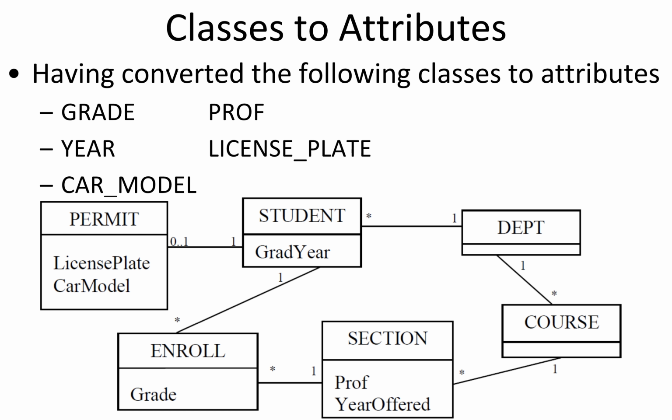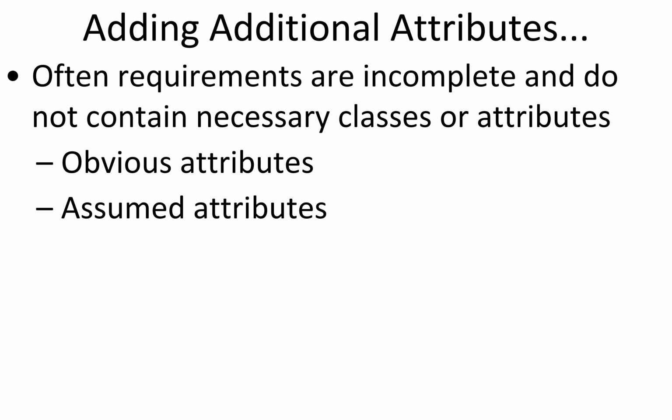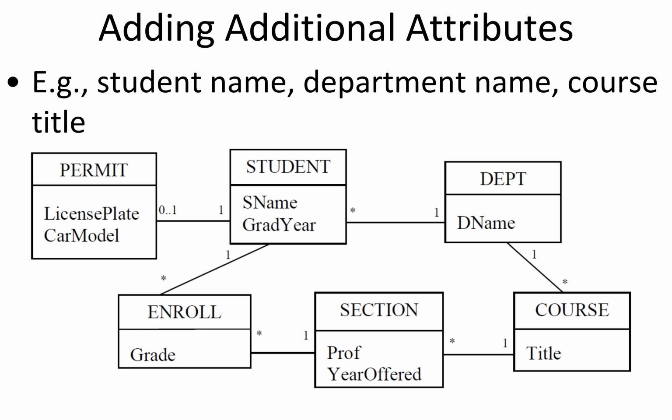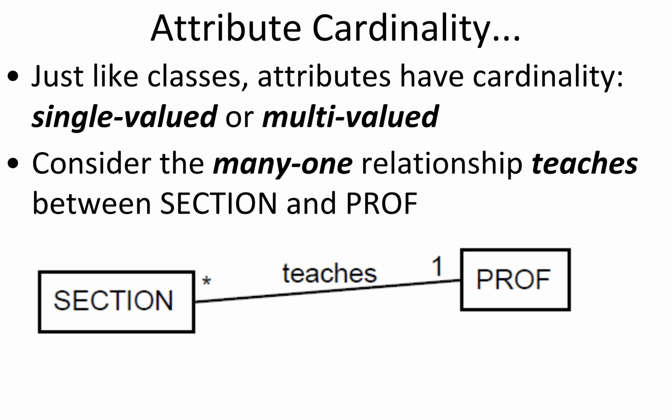Again, course title is not in there. The department name is not in there. They were not in the original data model. You would go and take a look at what are the obvious attributes that were never mentioned but were implied. So again, your knowledge of the domain might help you in filling in those blanks, like a student name, the title for the course, or the department name.